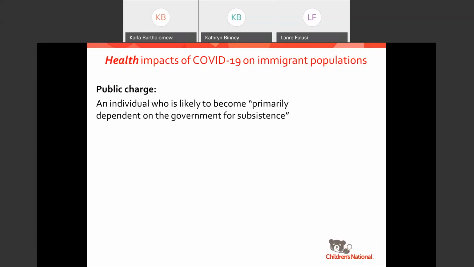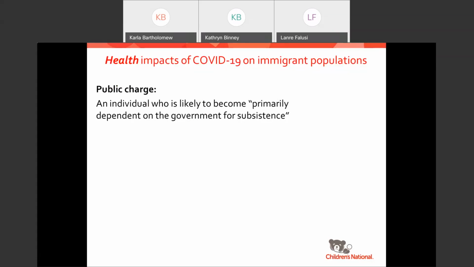A large part of it these days comes from this public charge rule, which I know that some of you are familiar with. A public charge is defined by the US government as an individual who's likely to become primarily dependent on the government for subsistence. This has been around for decades. It's one of the things that the government utilizes to make the determination around whether or not someone will be given a green card. For decades, it was pretty narrowly defined.